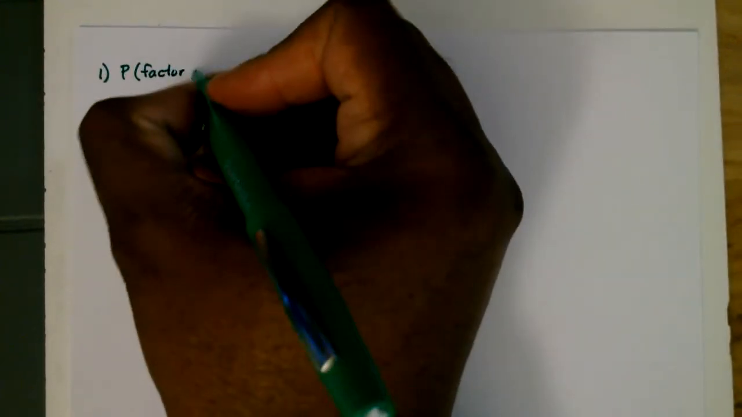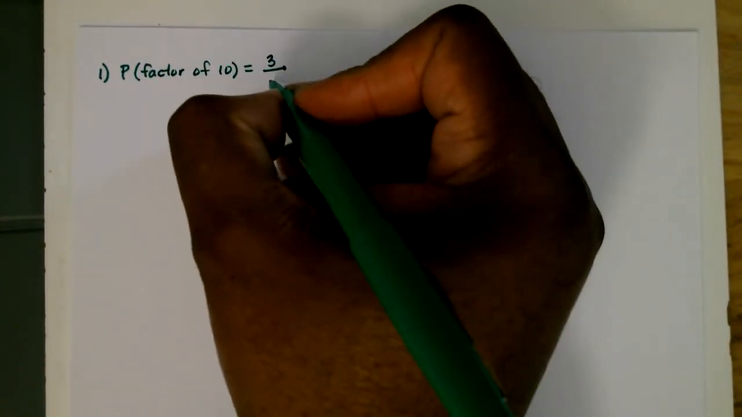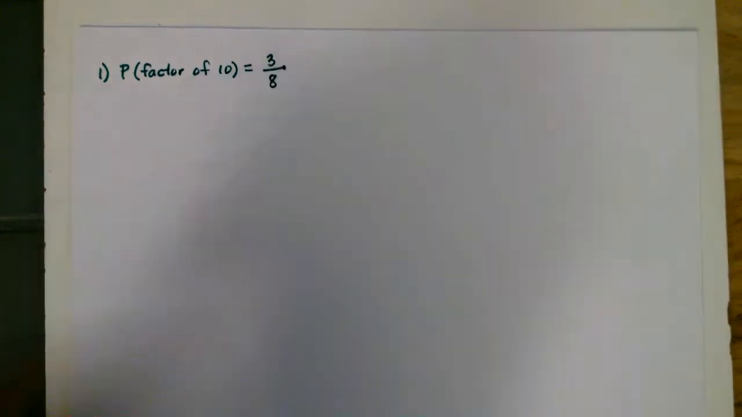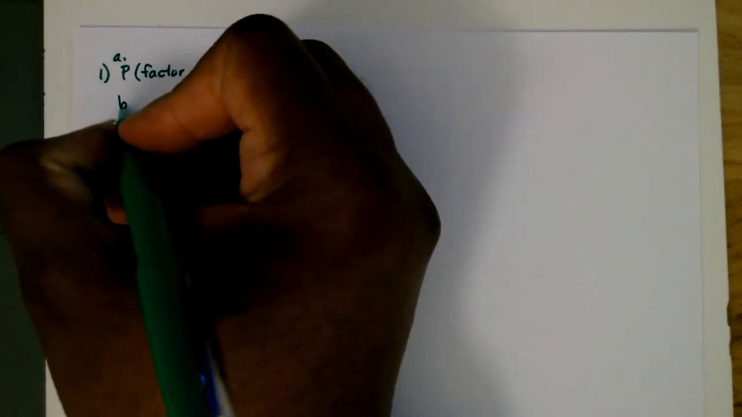So in this case here, I have to do these on a separate sheet. The probability of spinning a number that is a factor of 10: the 3 numbers, 1, 2, and 5 that are on the wheel, out of a total of 8. So that probability will be 3/8. Okay, and this is part A.